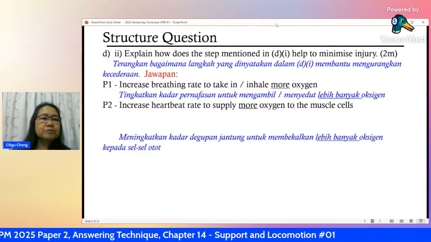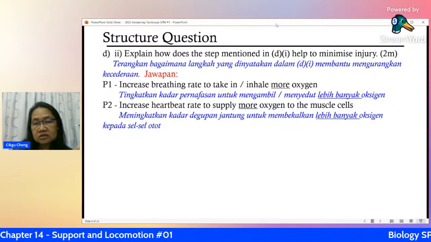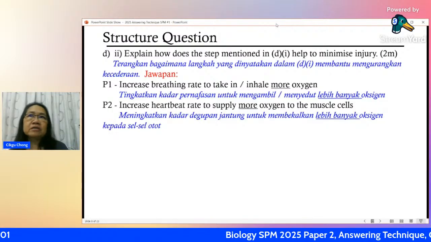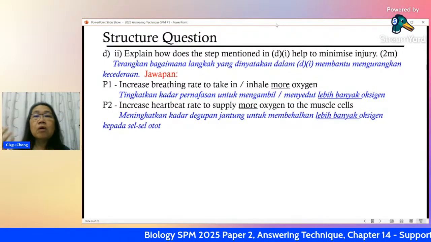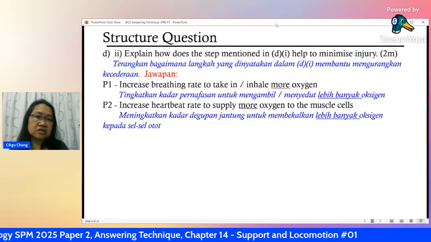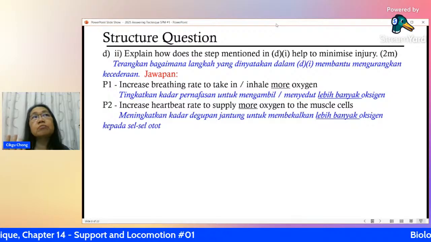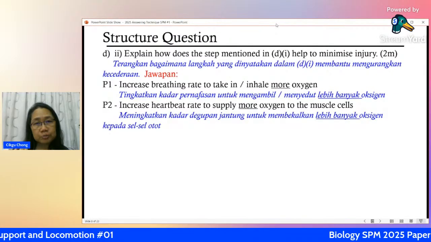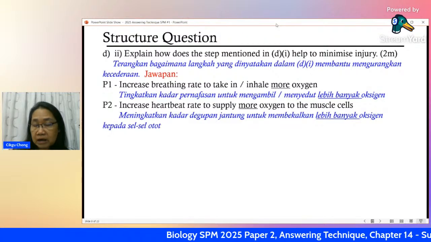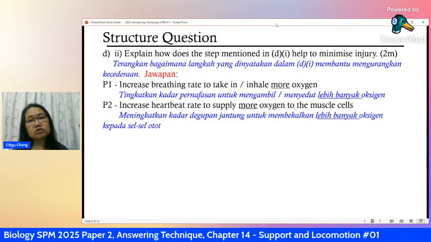Okay, P2, it increases the heartbeat rate. When your heart beats faster, it is to transport more oxygen, because your red blood cells are the ones that carry the oxygen. So again, more oxygen. If you're not sure whether to put more or not, it's better that you put more, because if you do not do the warming up exercises, you still transport oxygen to your body cells.